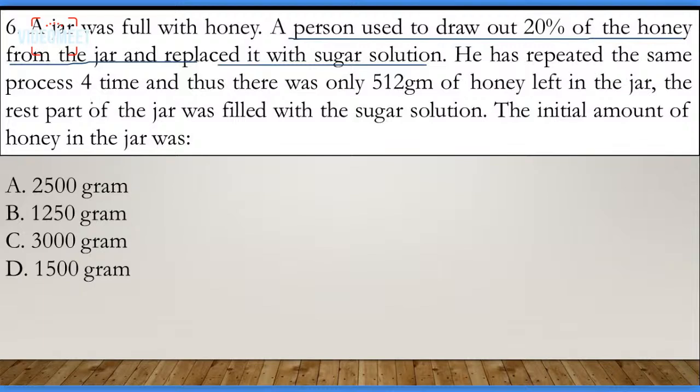He repeated the same process 4 times, and thus there was only 512 gram of the honey left in the jar after four repetitions. The rest of the jar was filled with the sugar solution. The initial amount of the honey in the jar was?